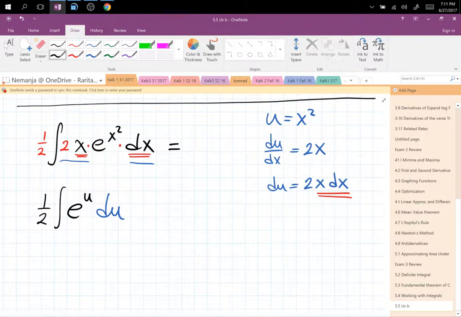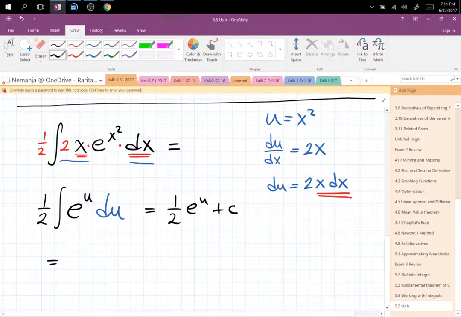Now it's a basic integral. What's the integral of e to the u? e to the u plus c. And then we go back to x. As I usually say over here, I don't care about u, I care about the x. And then you just replace it, right? Good. So 1/2 e to the x squared plus c.